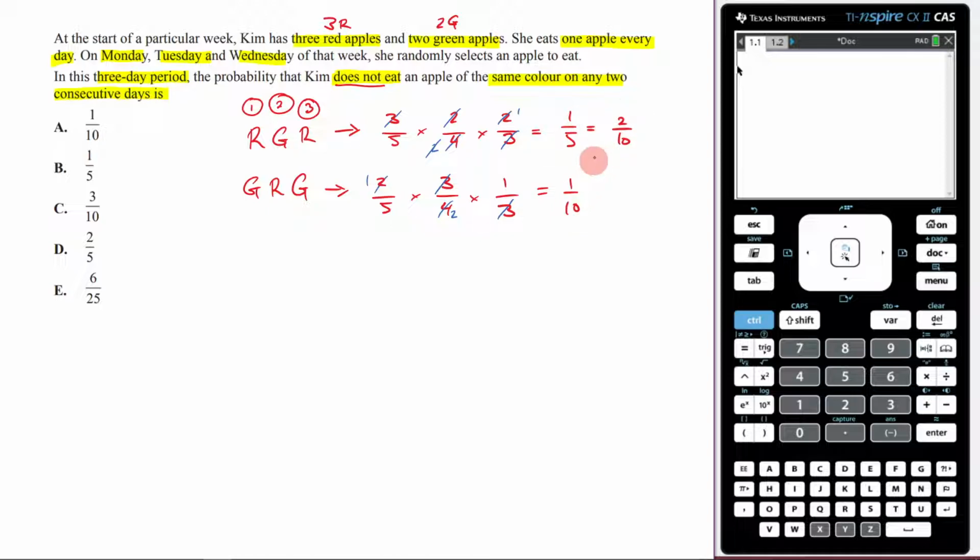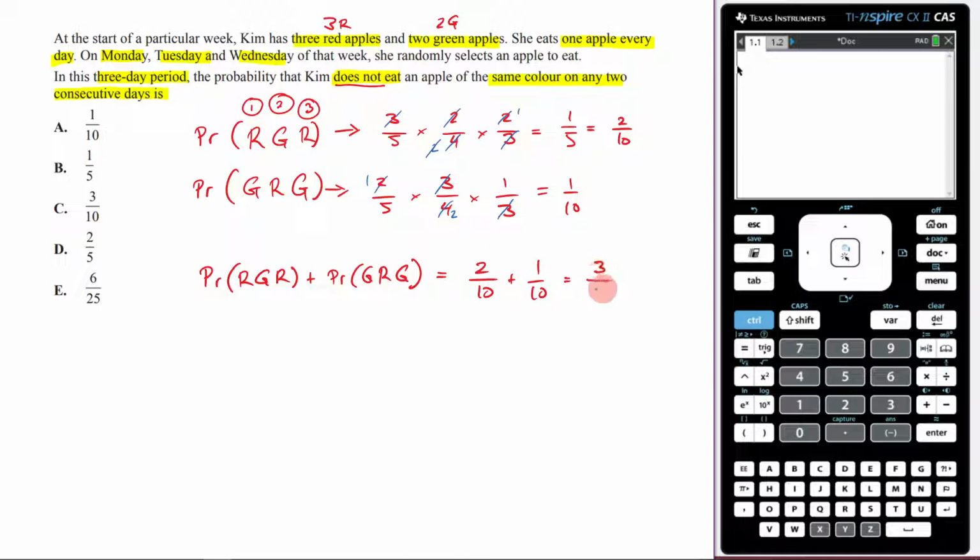What I would then do maybe is say, well, 1 on 5 is the same as 2 on 10. Because you want to add these together, you want to go the probability of this, the probability of that, and add those together. So red, green, red, plus the probability of green, red, green is going to be 2 on 10 plus 1 on 10, which is 3 on 10, which is C.